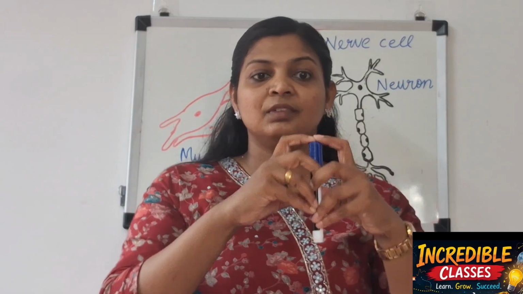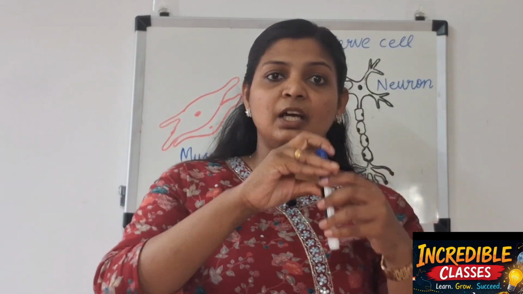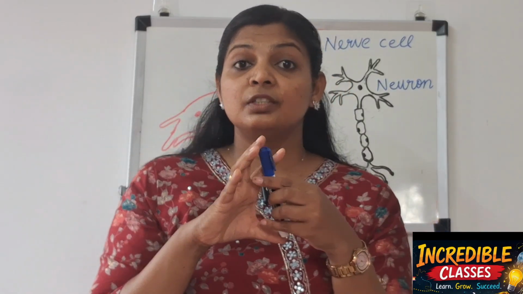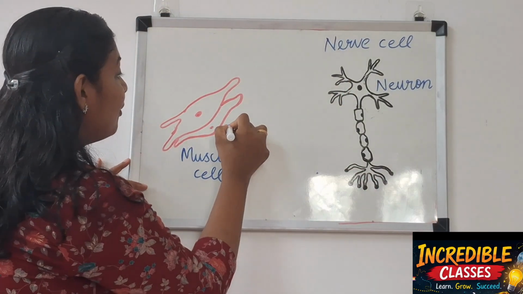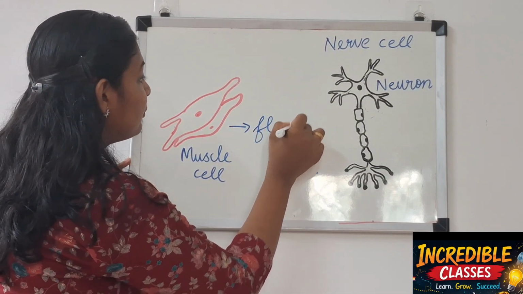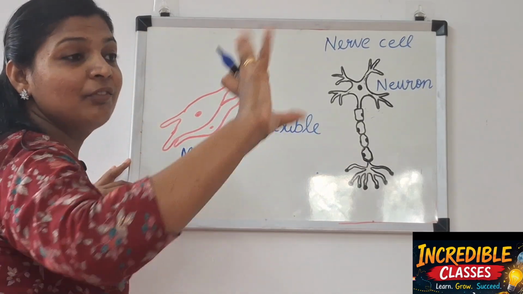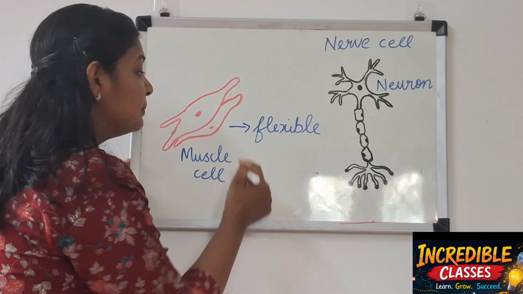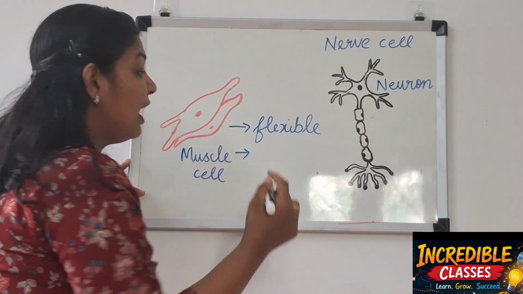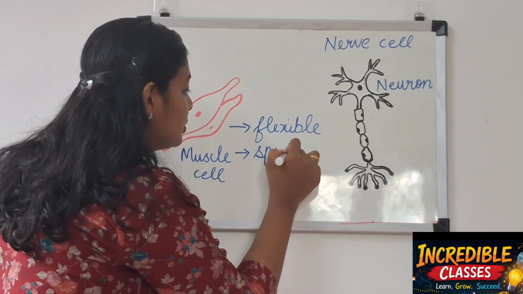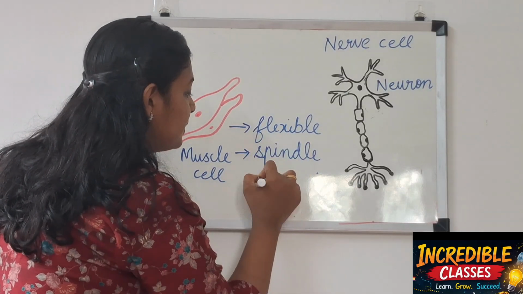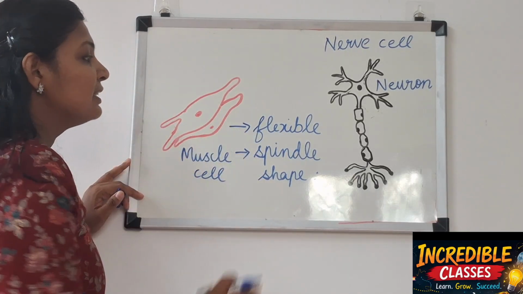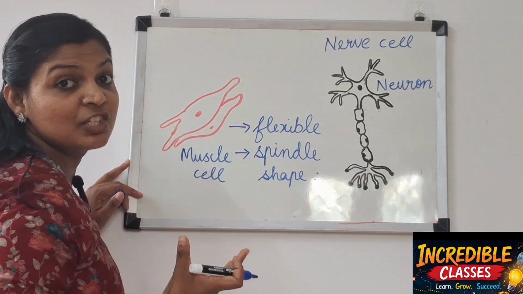How are they able to push your food down? They can push it only if they are flexible, easy to move. To be flexible, they have a special shape, called spindle shape. What shape? Spindle shape. Clear? So muscle cells are often flexible and spindle shaped.